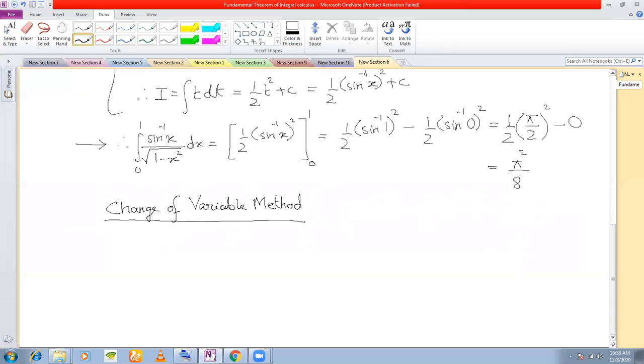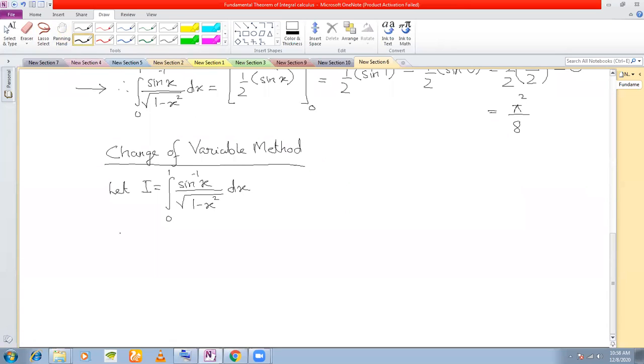Okay, we start by saying let I is equal to integral 0 to 1 sine inverse x by root 1 minus x square dx. This was the given integral.